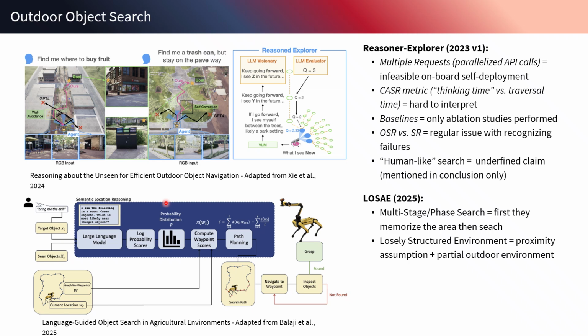But again, not specifically what we want to work on, as they do pre-memorization. And there's also a proximity assumption in the sense of loosely structured farm environments like in the UGV, it's not something you want to work on. The next slide, I'll finally explain what the target is.